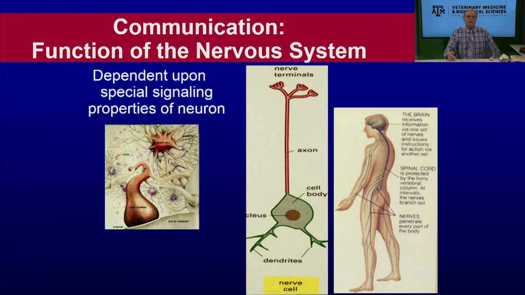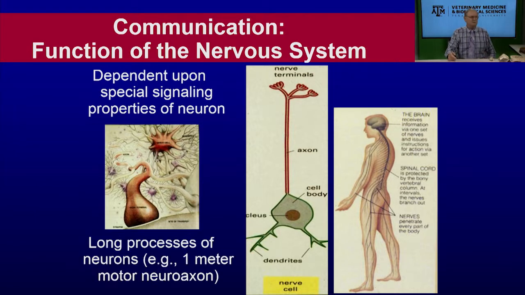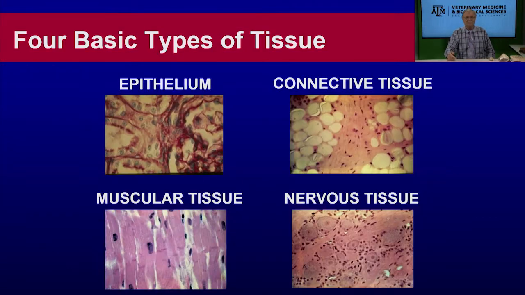So in order to communicate, you have to have special properties to receive messages, special properties to transmit messages, and have to be long. Some reach all the way to the toe, to the finger, from the spinal cord that you can see, and some reach all the way up to the brain that we can see. So 4 basic types of tissue. The whole body could be categorized in one of those 4. Epithelium covers, connective tissue connects, muscles contract, and the nervous system both detects and controls the movement.